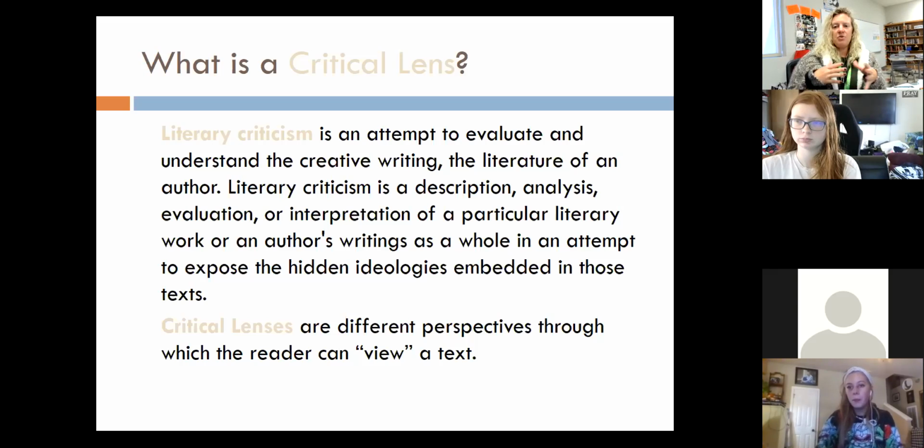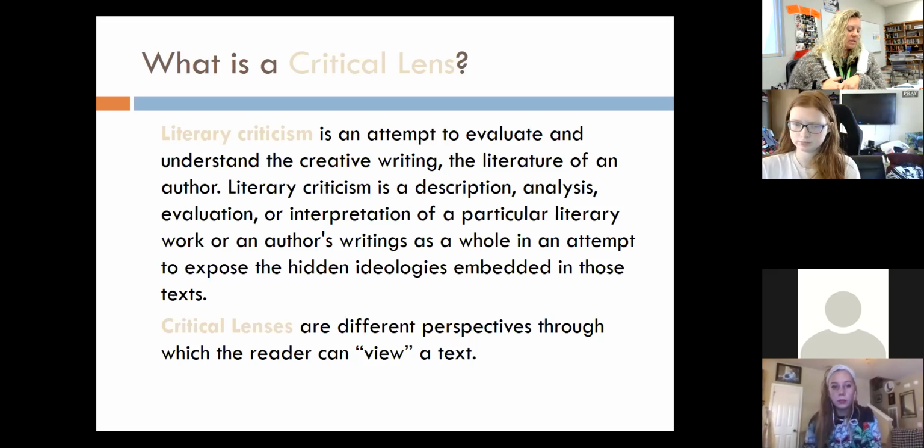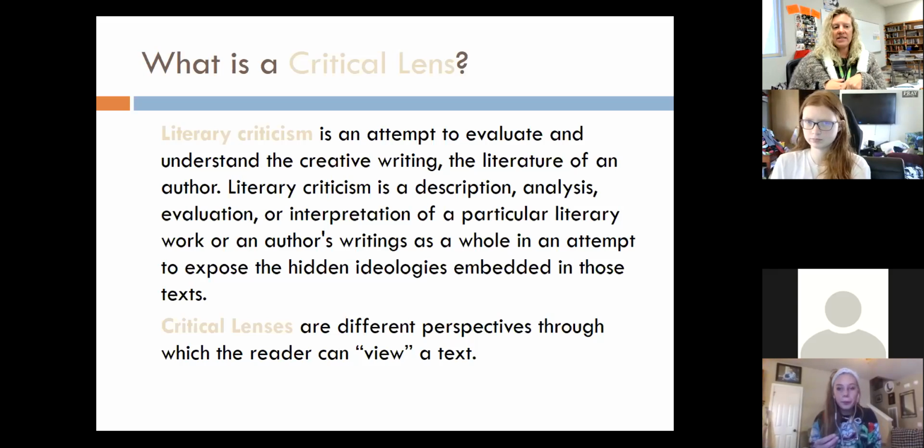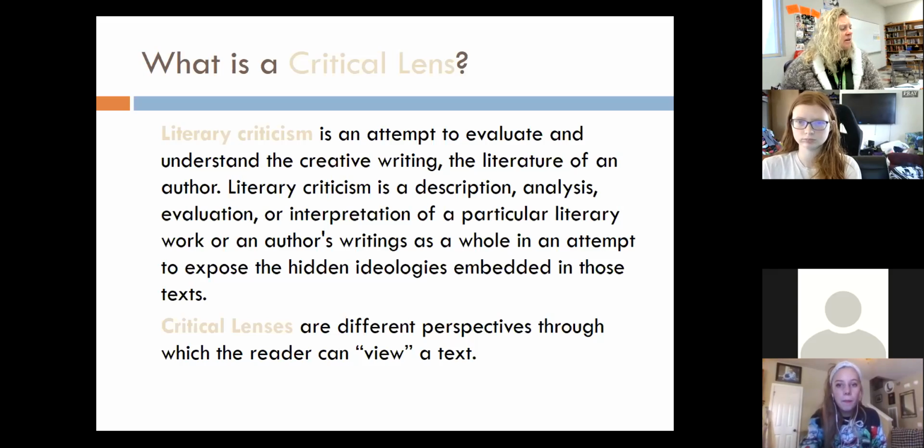My job is to teach you how to think, because after you graduate high school, the one thing that people are going to want you to do is to be able to think. These 4 things that we're going to talk about today are different ways that you can look at and think about things as you read. Literary criticism is an attempt to evaluate and understand the creative writing and literature of an author. It is a description, analysis, evaluation, or interpretation of a particular literary work or an author's writing as a whole in an attempt to expose the hidden ideologies embedded in those texts.